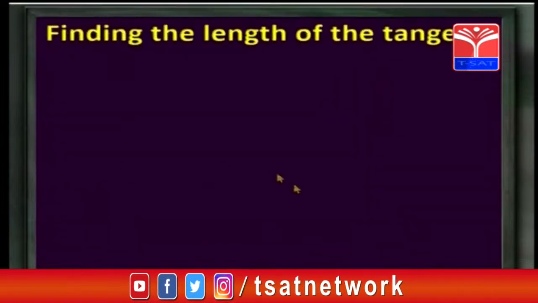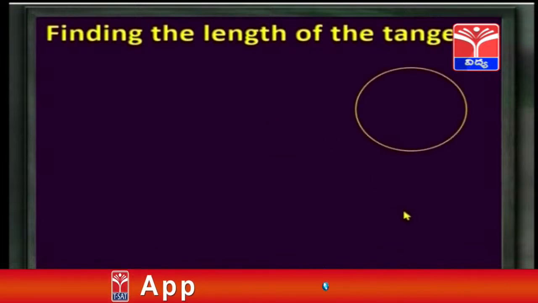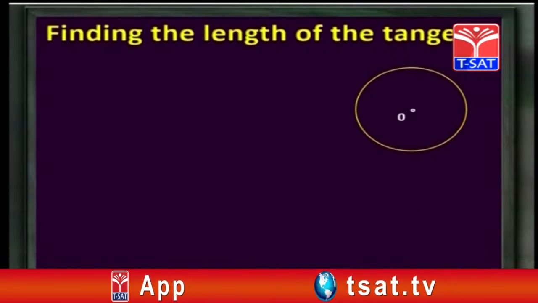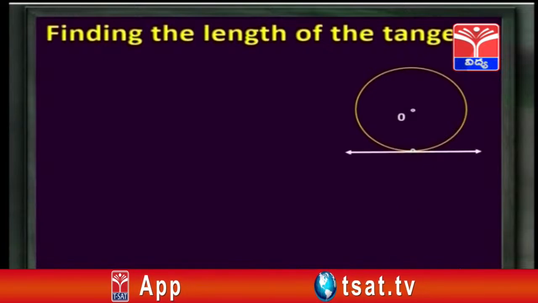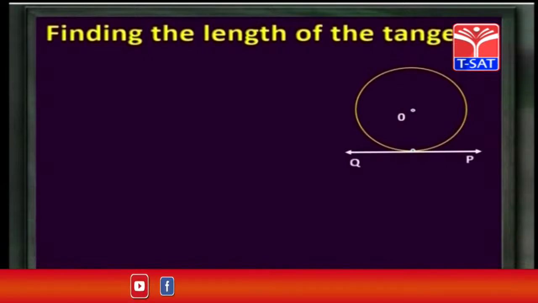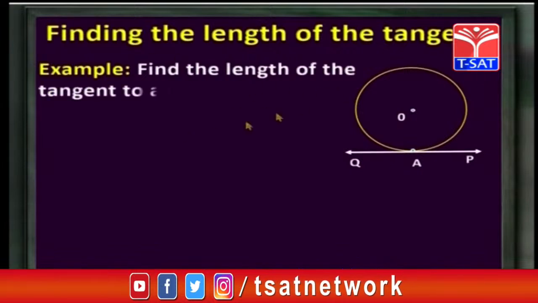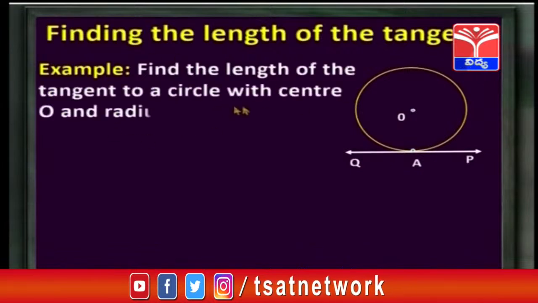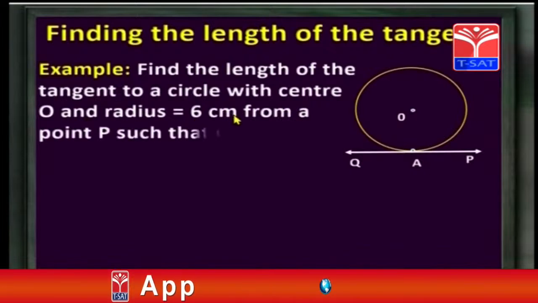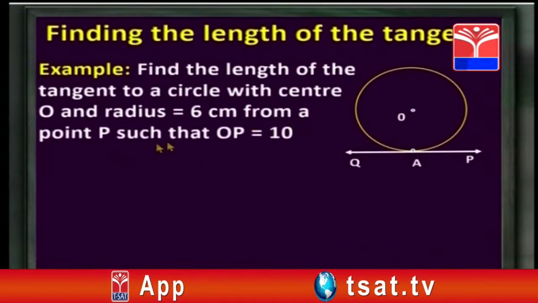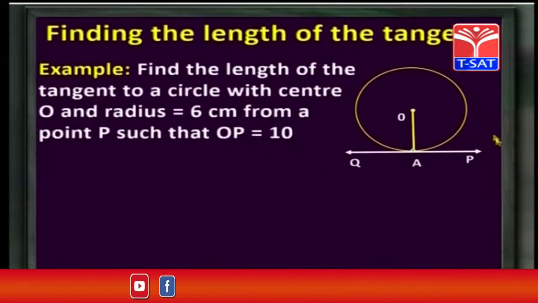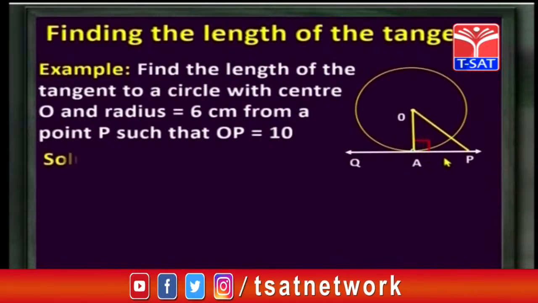Now let us see how to find the length of the tangent. This is the circle having center O, and this is the tangent. PQ is a tangent, A is the point of contact. Now the example is: find the length of the tangent to a circle with center O and radius equal to 6 centimeters from a point P such that OP is equal to 10. So the radius is 6 centimeters and OP is 10 centimeters.